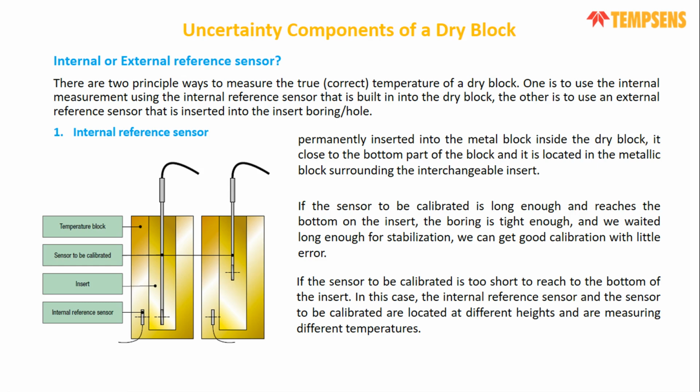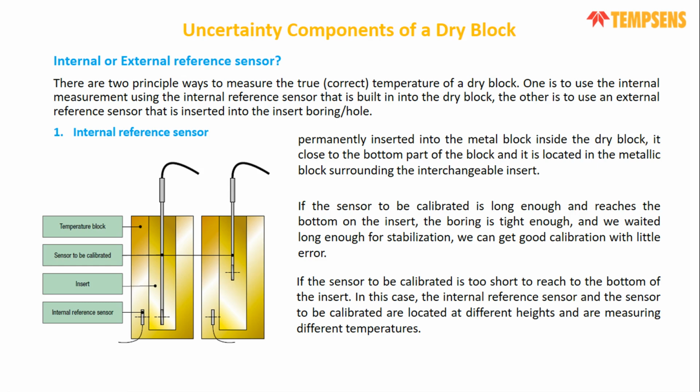You normally have two ways to check the temperature of the dry block. One is the internal reference sensor, and this sensor is pre-drilled in the heating zone of the temperature calibrator. Another is the external reference sensor, where you have to put an extra master sensor or additional sensor into the insert section, given externally. With these two reference sensors, you can check the actual temperature of the dry block.